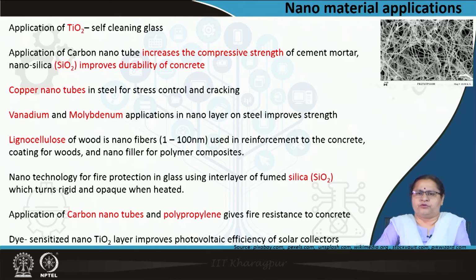Lignocellulose of wood, we had learnt lignin and cellulose. So, lignocellulose of wood is nanofiber of 1 to 100 nanometers used to reinforce concrete. So you can understand that at nano level, that is 1 billionth of a meter, also these materials can improve properties. We had seen wired glass. Wire was embedded within glass to give it special characteristics. That is also a composite. These are also composites.